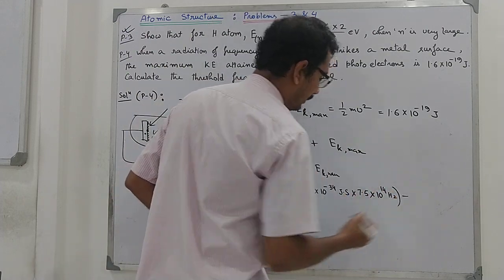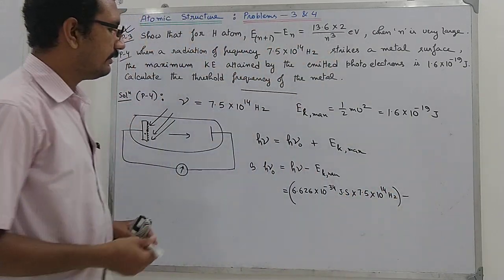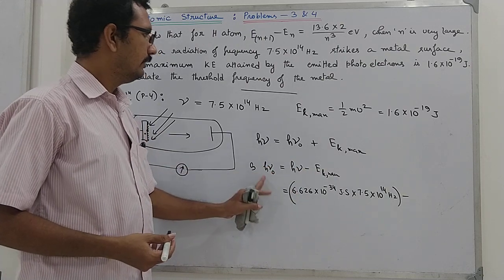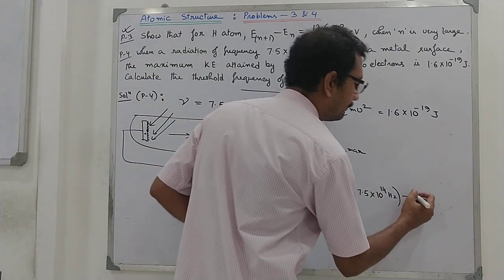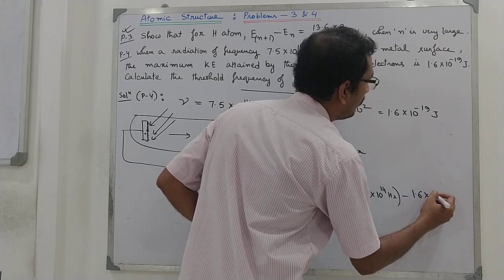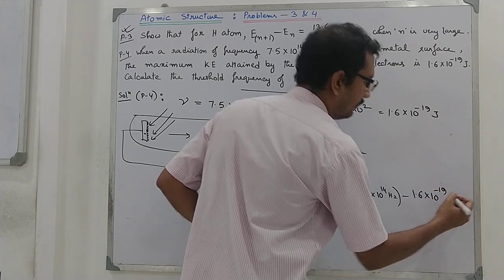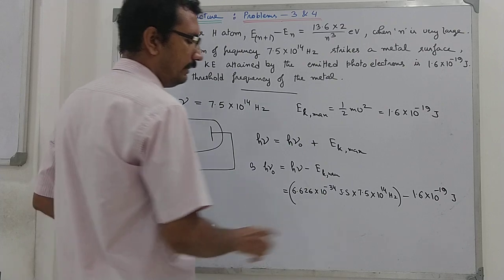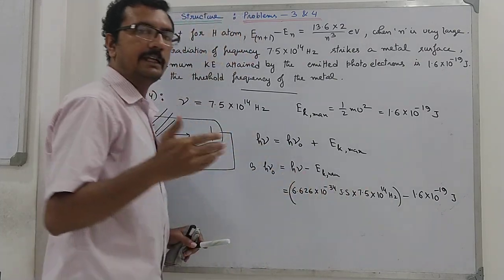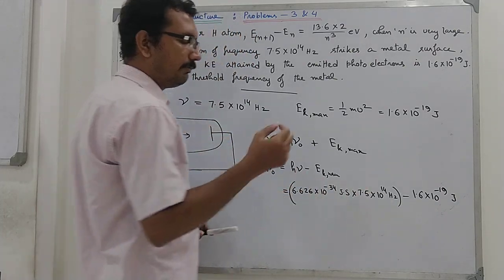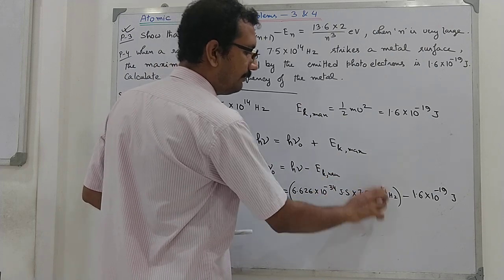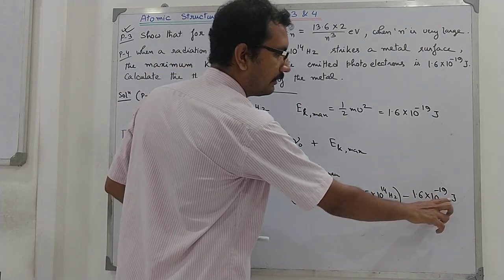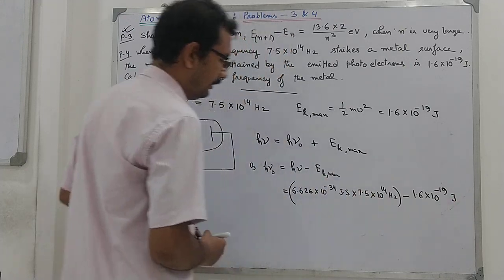Now you have to subtract the maximum kinetic energy, that will give you the threshold energy, which is given as 1.6 into 10 to the power minus 19 joule. See, this Hertz means cycles per second, that is per second. So this per second and second will cancel out and it will give you joule, so that you can subtract this joule from this one.